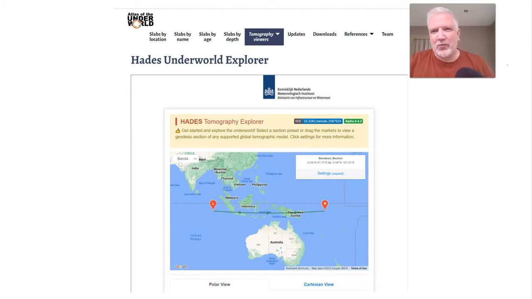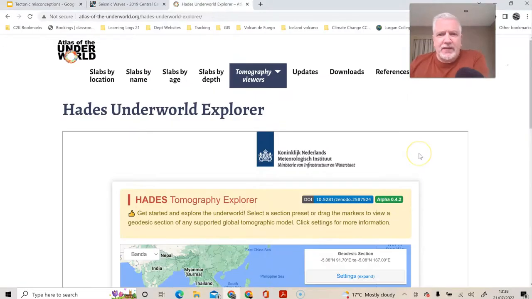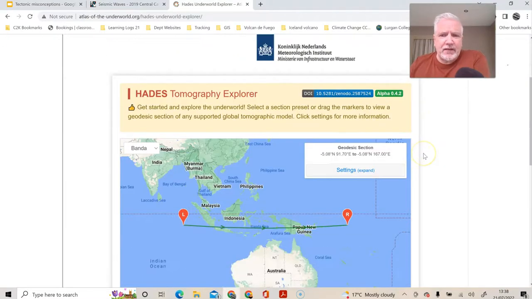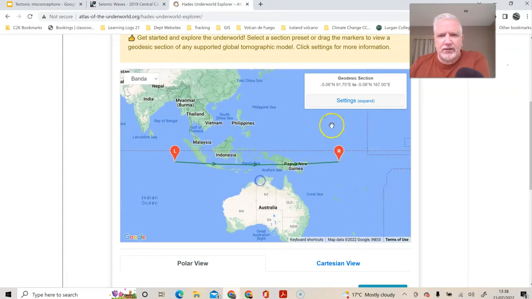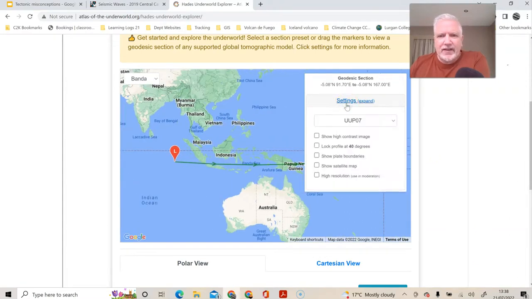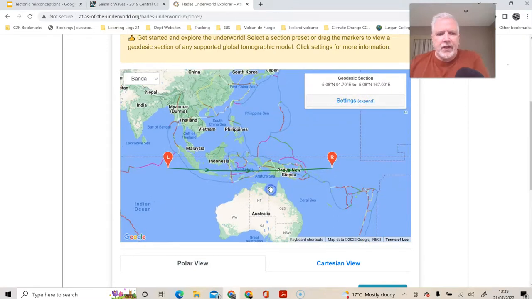This is the website that you will absolutely want to use with your pupils. The Atlas of the Underworld. What a brilliant title it is. Let's go and have a look at this. So the interface with this is very, very straightforward, very, very simple to use. You have this map of the world, which is draggable, like so. Settings, a couple of things that I just generally like to do. I like to produce a high contrast image, and I want to put on the plate boundaries here as well. And I click on that to get rid of it again.